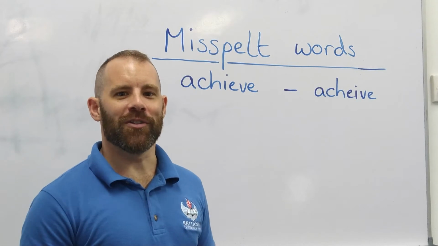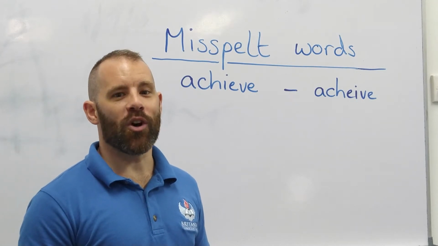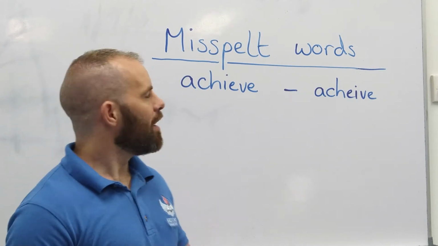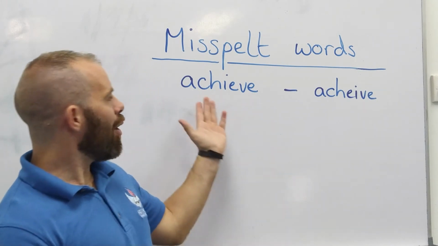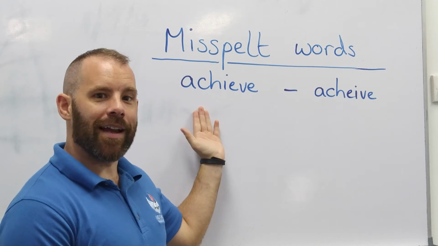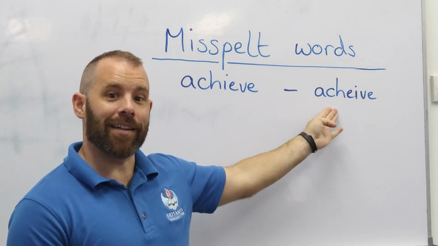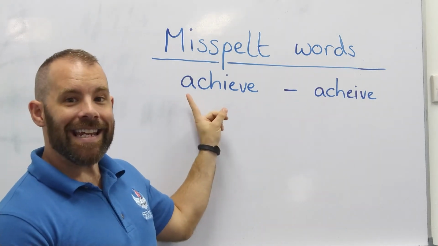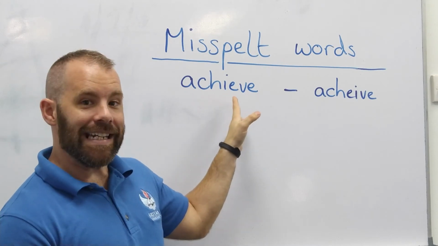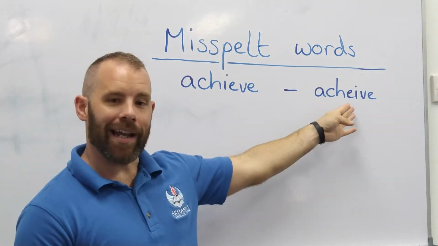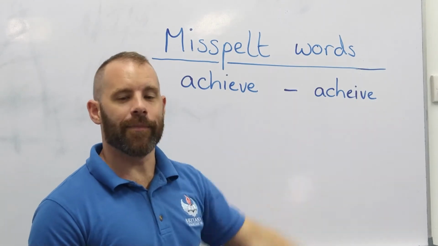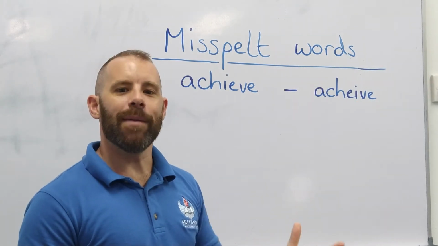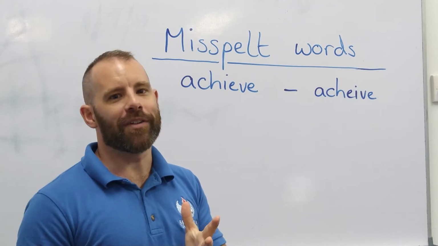In this afternoon's tutorial we are going to be speaking about commonly misspelt words. The first word I have for you here is the word achieve. Now on the left hand side we have it spelt correctly, on the right this is incorrect. Correctly is A-C-H-I-E-V-E. Incorrectly, sometimes people will put the first E before the I. As the saying goes, I before E, except after C.